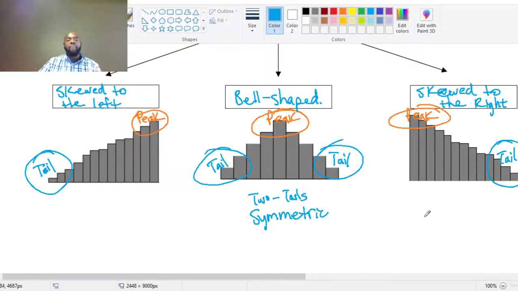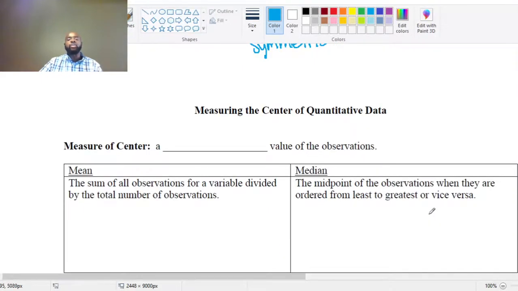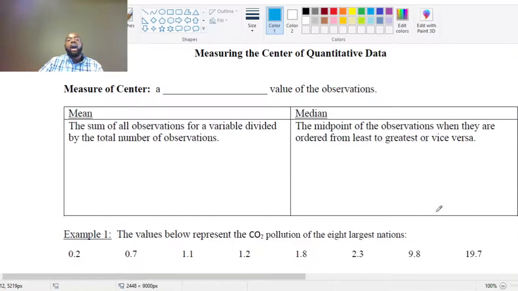What we're going to do is switch gears here. We're going to get to some other statistics, which are numerical summaries. One group of numerical summaries we're going to look at has to do with what we call measures of center. A measure of center is a typical value of your observations. One of the most widely used measures of center is your mean, or your arithmetic average. It's the sum of all observations for a variable divided by the total number of observations.